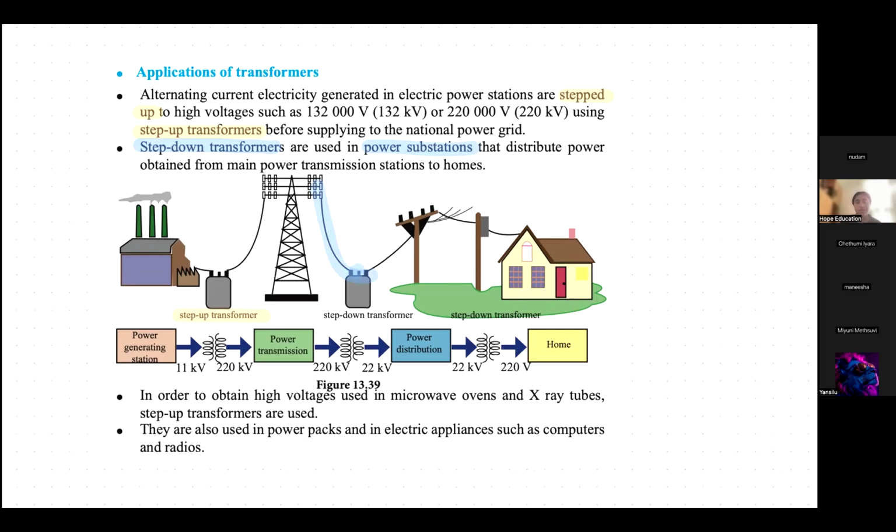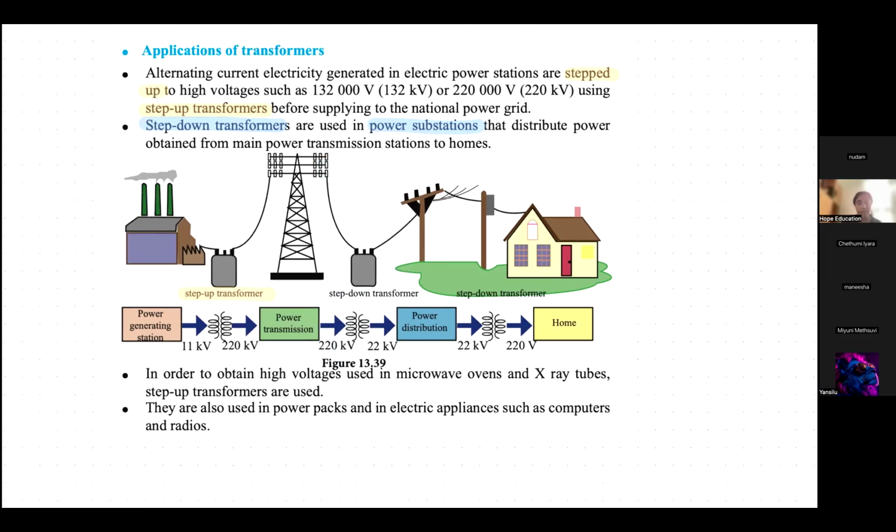Let's say this is the substation. In the substation, a step down transformer is used to reduce the voltage. Okay. So that is like this. A step down transformer is used in power substations, right?